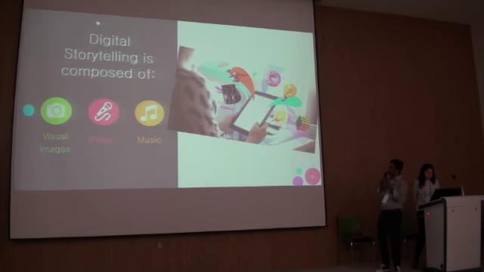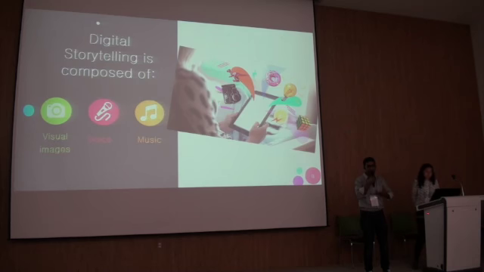Digital storytelling is composed of majorly three things: visual images, then voice, then music. These are the three materials that you have to have for digital storytelling. What do you have? Images. You can have moving images or you can have still images. Then you can have voice and music. Music, everyone loves, that's a universal language. Sometimes students may not be in a good mood, so good music can even help them.